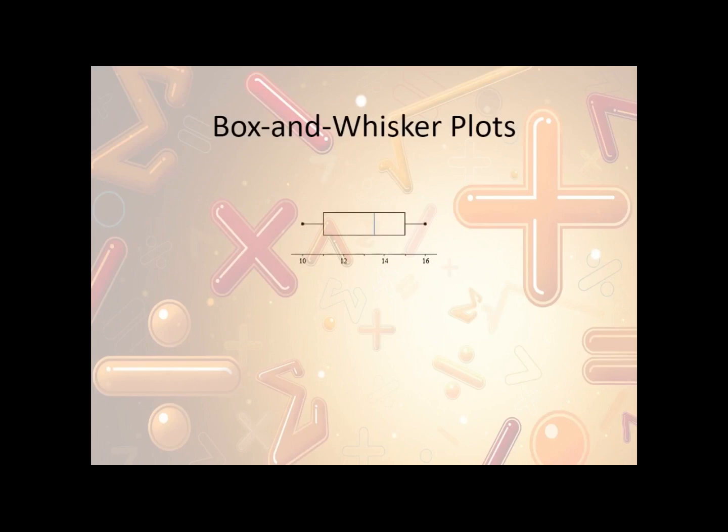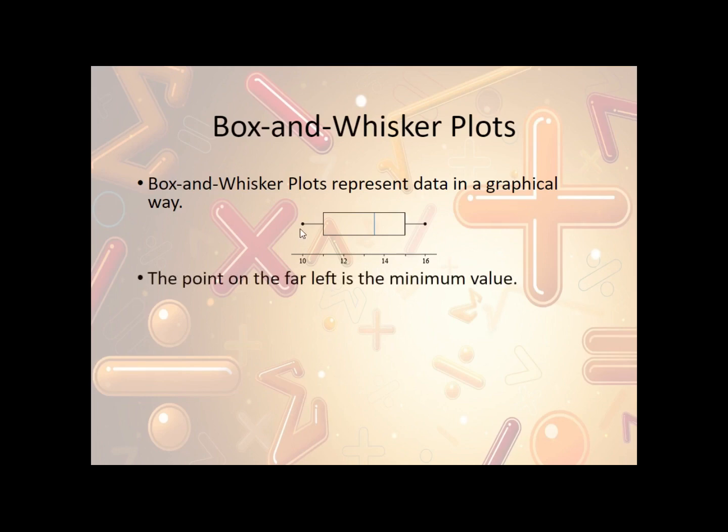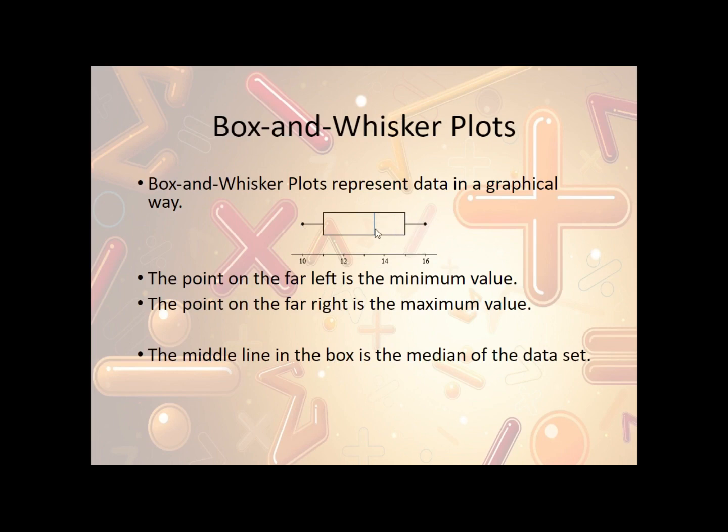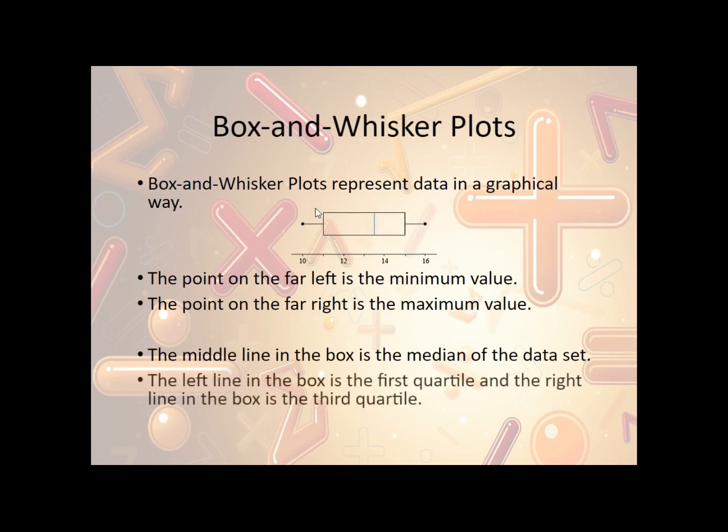So box and whisker plots look like this. So we have a box, and then there's usually a line inside of the box like this, and then it has these 2 points that come and extend out from there. So box and whisker plots represent data in a graphical way. The point on the far left, this one here, is the minimum value. So that is the bottom edge of the range. The point on the far right is the maximum value, or the largest number in the set. The line in the middle of the box is the median.